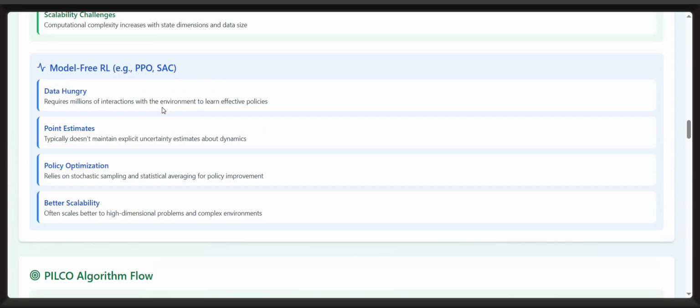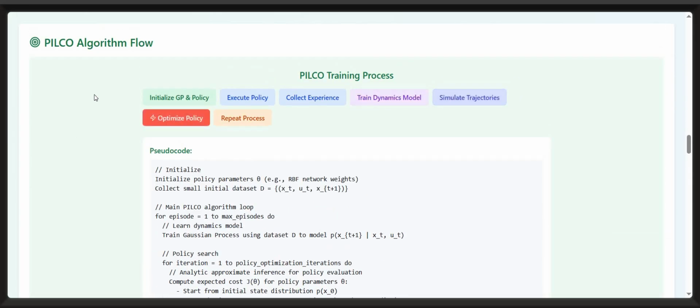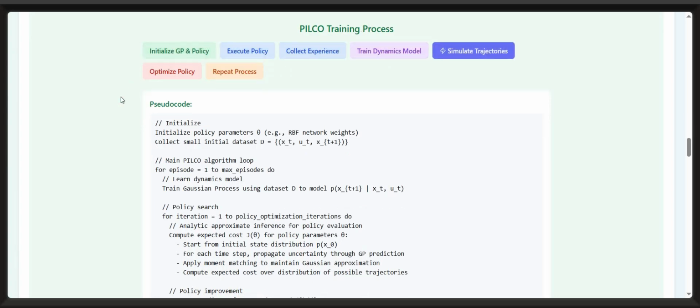So each side has trade-offs. PILCO is great when you want to learn quickly and data is expensive, but you need to be okay with the added computation. Model-free methods are more brute force. They explore more and tend to be slower, but they work well in bigger spaces. And the algorithm flow is here, and the training progress.